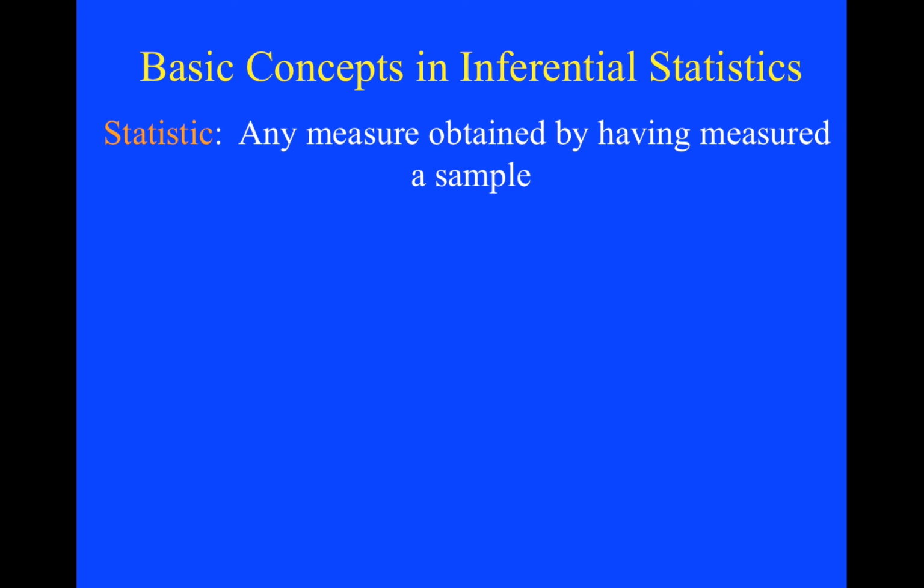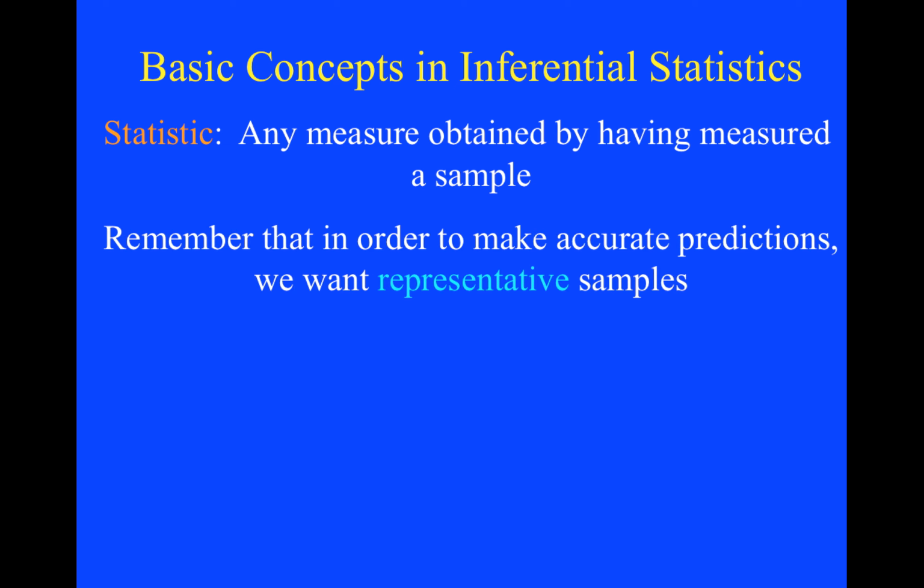First of all, the definition of a statistic: any measure that is obtained by having measured a sample. So we talked about samples, where we take a small group from a larger population. And when we take a measure from a sample, we call that measure a statistic. So if we sample a group of people from this class and we measured their height and we took their average height, that average would be a statistic because it's a measure that is obtained by having measured a sample.